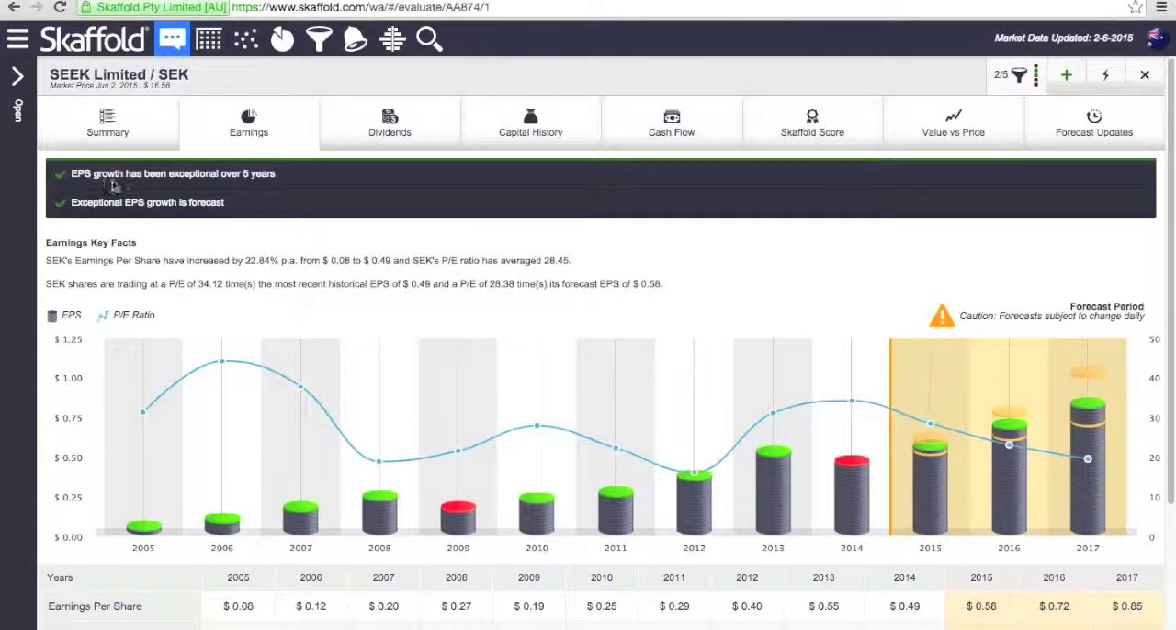What's also good to note about this stock is EPS growth has been exceptional over 5 years. That's referring to the past 5 years. So from back here through to here, and then forecast through to here, we can see that there has been a very good growth profile of earnings per share for this business. That gives you a good sense that this is indeed a growth stock, and not only has it grown in the past, but it's likely to continue growing into the future.